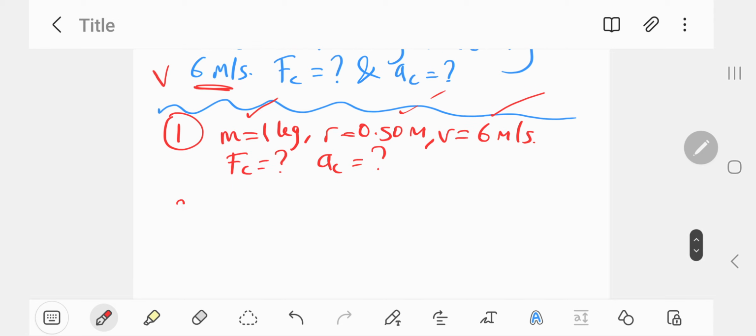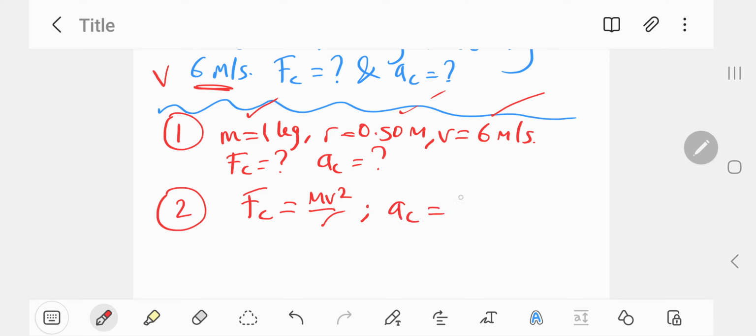So far so good. Number 2, relevant formulae. What are the relevant formulae we need? Well, we need the formula for the centripetal force, which is just mv squared over r, and the formula for centripetal acceleration, which is just v squared over r.